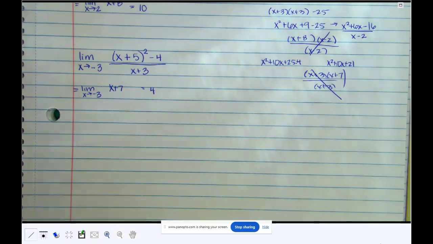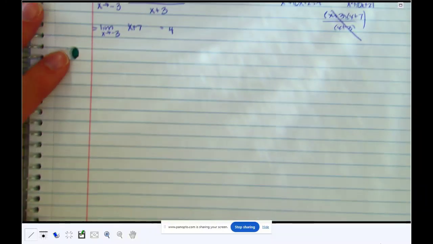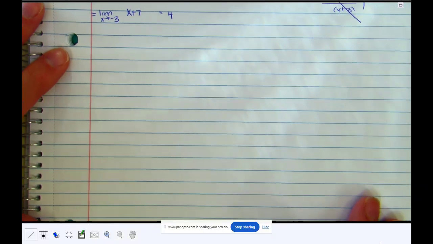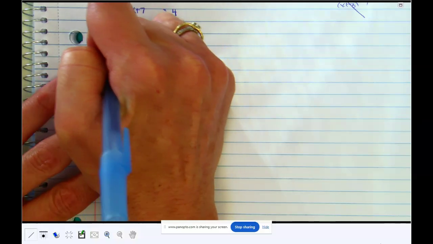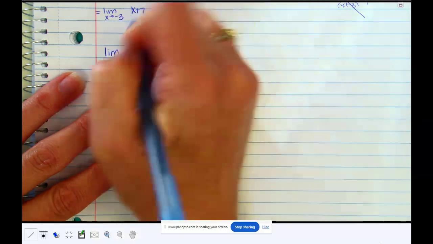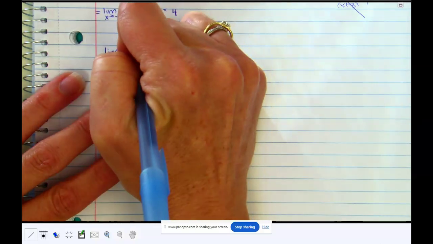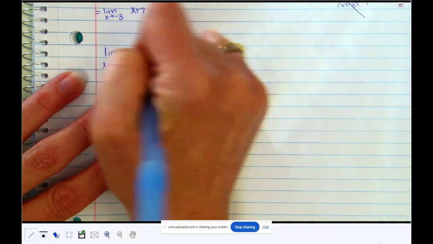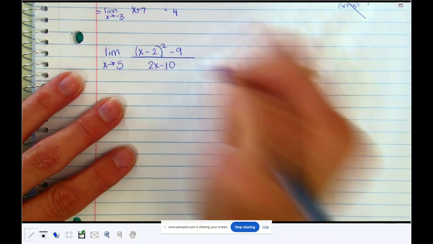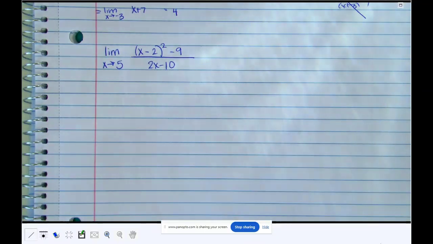Okay? Okay with this? Do you need to do another one, or are we okay? I'm good. Okay, because I would rather spend more time on the last one. Nope, we're going to do one more. I lied. Sorry. This one needs it. Let's go limit as x approaches 5 of x minus 2 squared minus 9 over 2x minus 10. Okay, this is worth doing, and this is why we're doing it. So give it a shot.